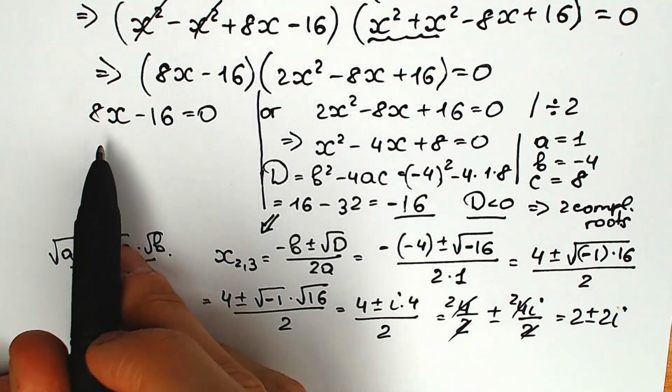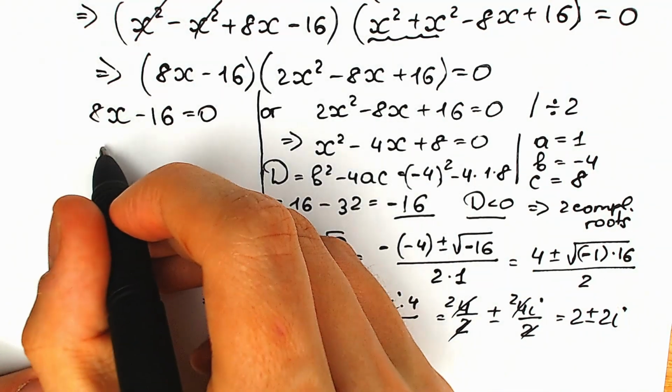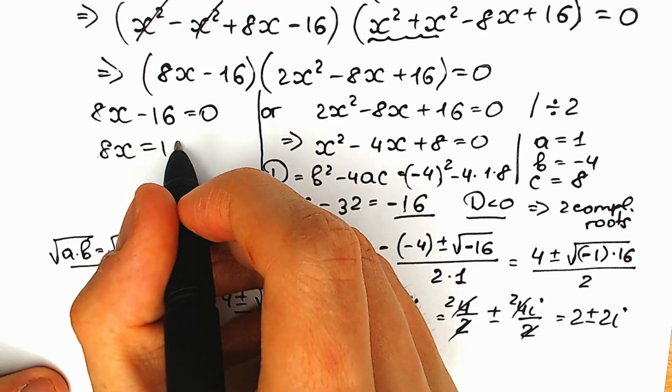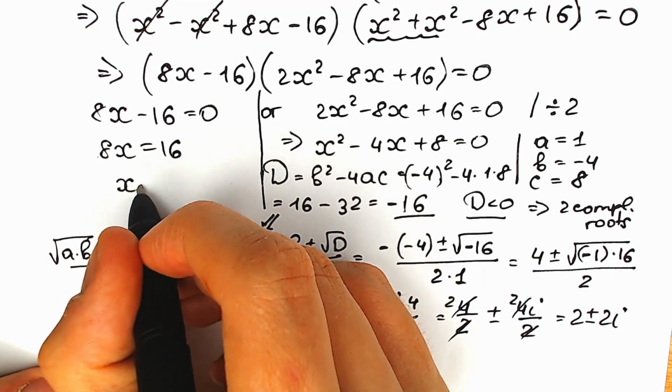Right now, let's go back to this point. So right here we have 8x minus 16. From here, 8x equal to 16. And from here, x first is equal to 16 over 8.